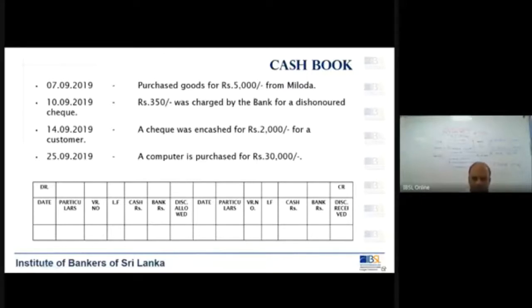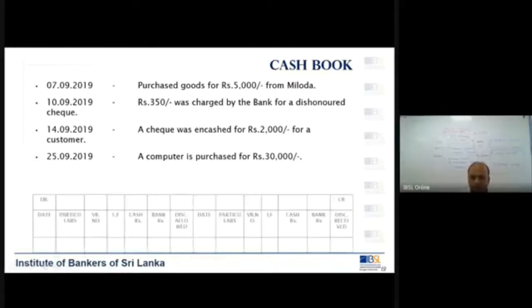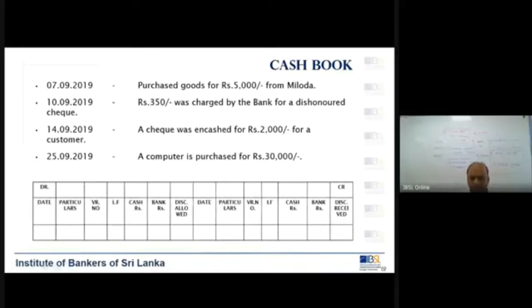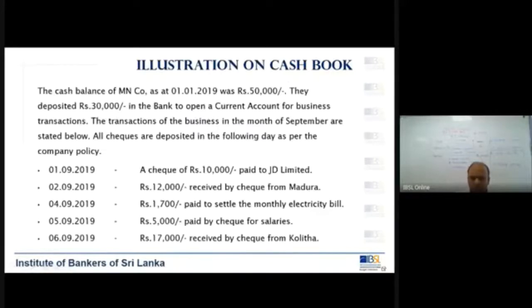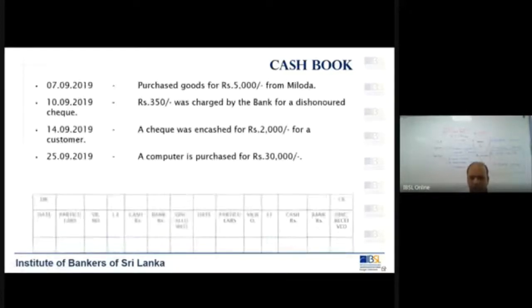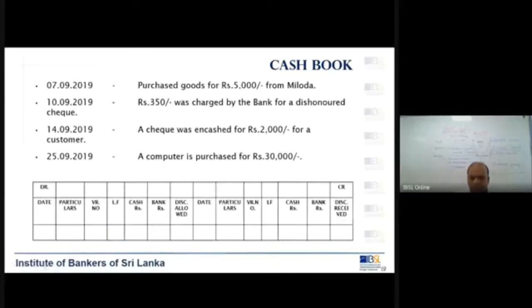What you will have is the date, the particulars, the transaction details, but you will not have the voucher number. Don't worry about the voucher number, you can keep that blank. You don't have the ledger folio also, that also you keep blank. But you have the details pertaining to whether it is a cash or a bank transaction. I don't see any transaction with a discount here, so you don't have to worry about the discount part of it. Again, there is a credit side.